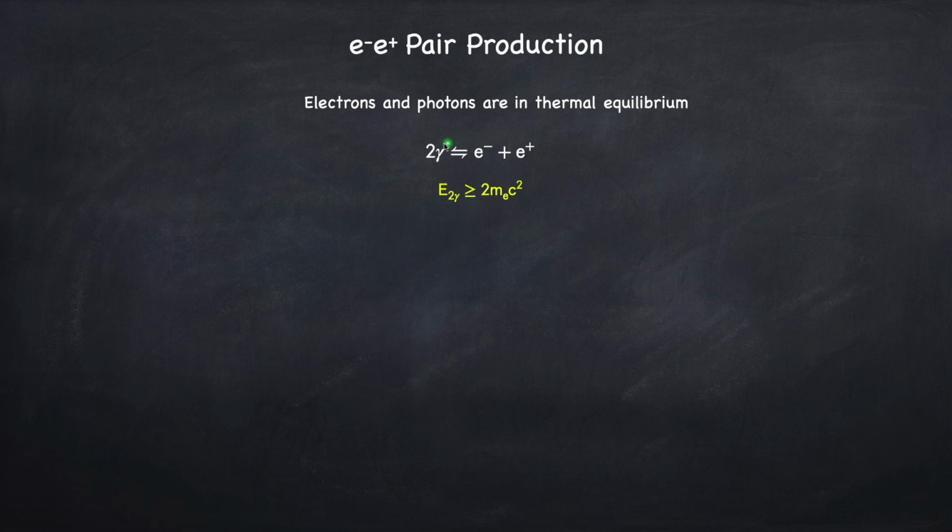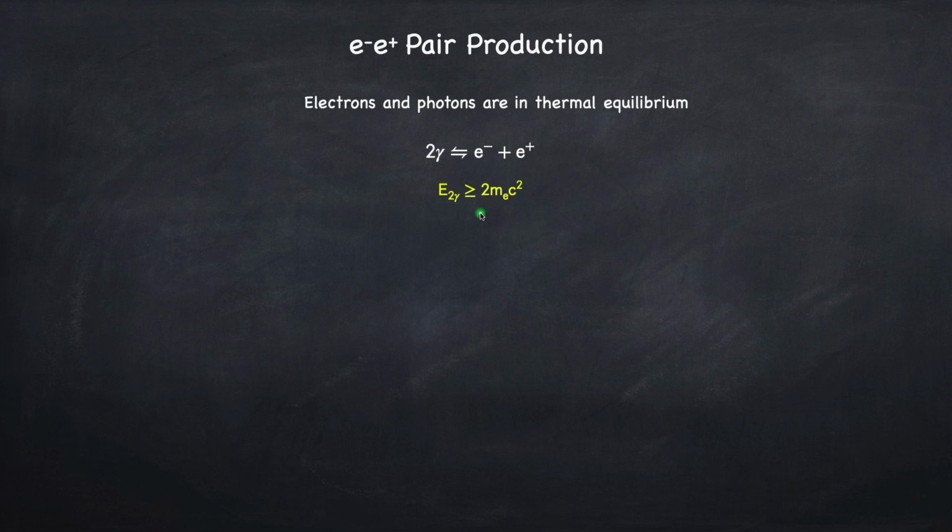Now notice that I've written this with two arrows, one going forward, one going backwards. And that's because the electrons and photons are in thermal equilibrium. So it is also possible for an electron-positron pair to annihilate and convert into two photons, and if they're in thermal equilibrium, then the rate of photons being converted to electron-positron pairs is equal to the rate of pairs being converted into photons. And just as a side note here, there is no limit similar to this one for converting pairs back into photons because photons have no rest mass.